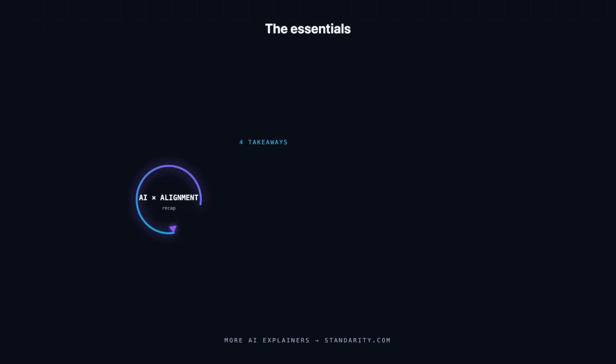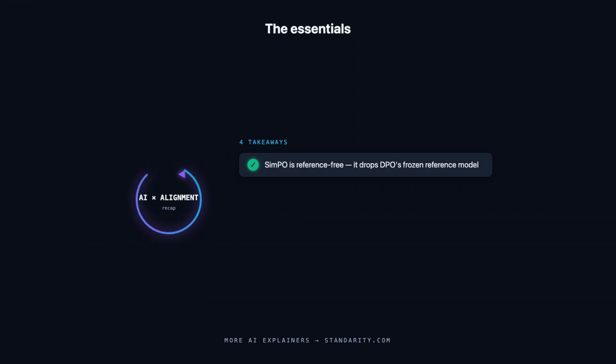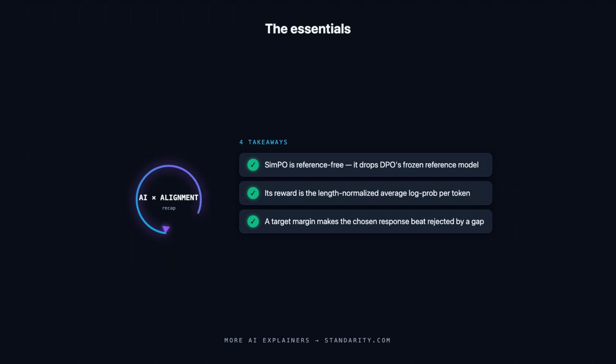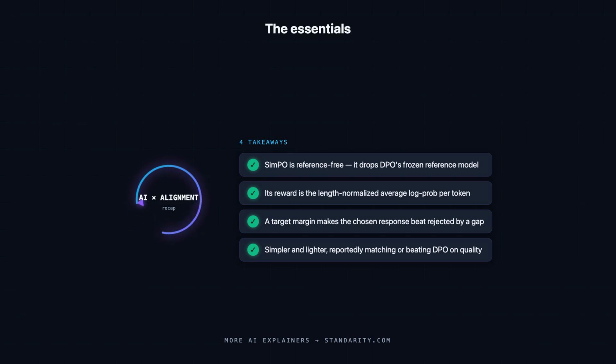All right, let's gather the essentials from this one. SimPO is a reference-free preference method, so it drops the frozen reference model that DPO keeps loaded, saving memory and compute. Its reward is the length-normalized average log probability of a response, which removes DPO's bias toward longer answers. It adds a target reward margin, so the chosen response must beat the rejected one by a set gap, sharpening the preference signal. Simpler, lighter, and reportedly matching or beating DPO on quality.